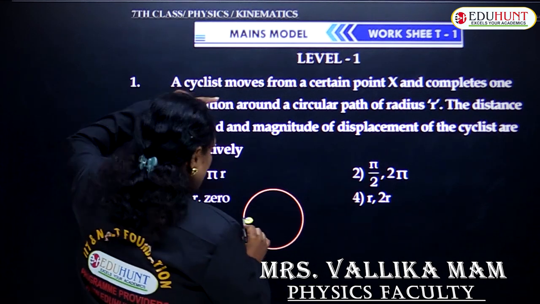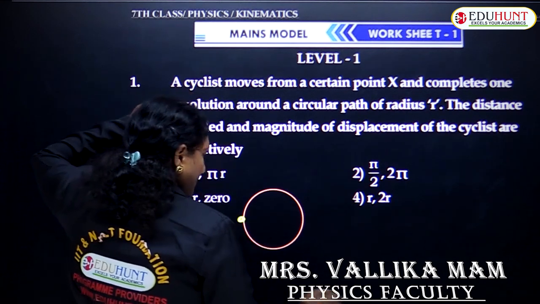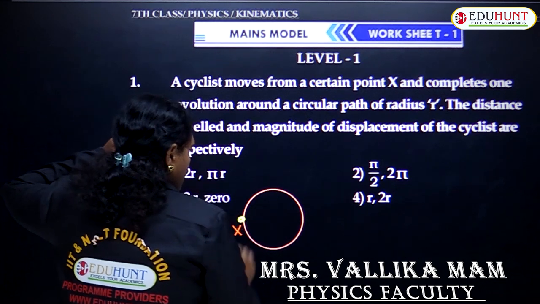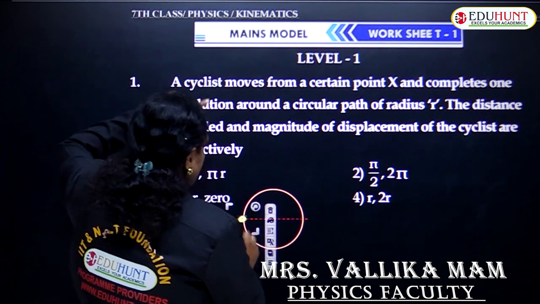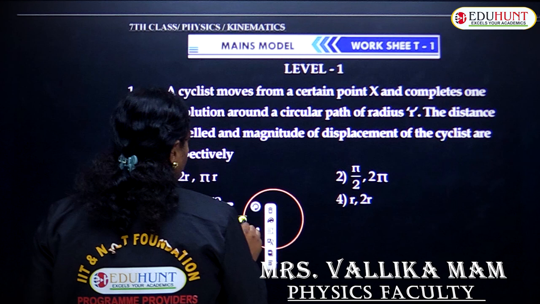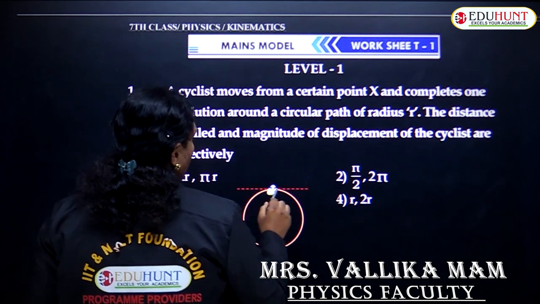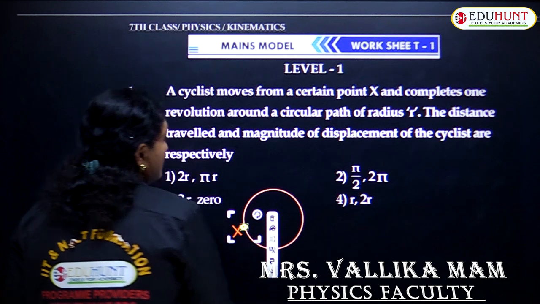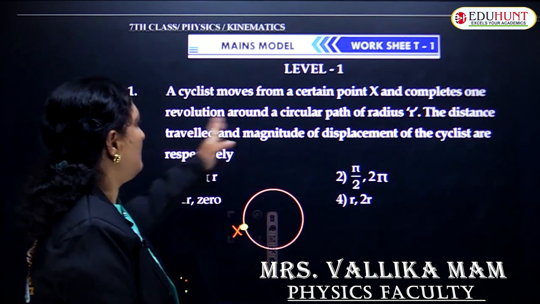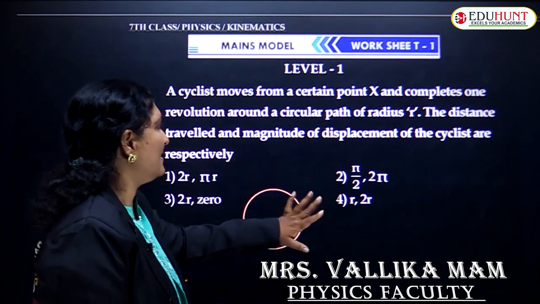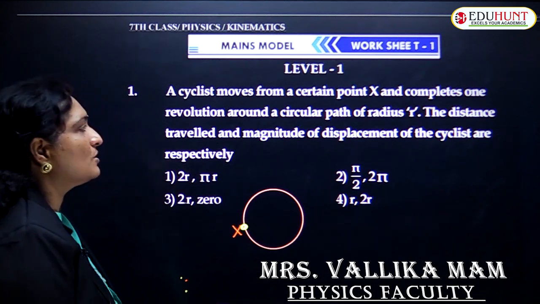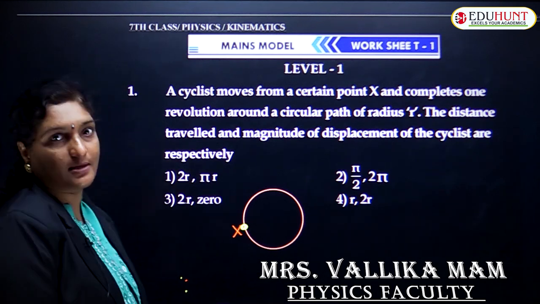Cyclist moves from a certain point. Let us mark this certain point as X. He has started his journey at X. This person has started his journey here, completed his total journey and reached back to the same position. One revolution around a circular path, and the radius of the circle was given as small r. The distance travelled and magnitude of the displacement of the cyclist, respectively.